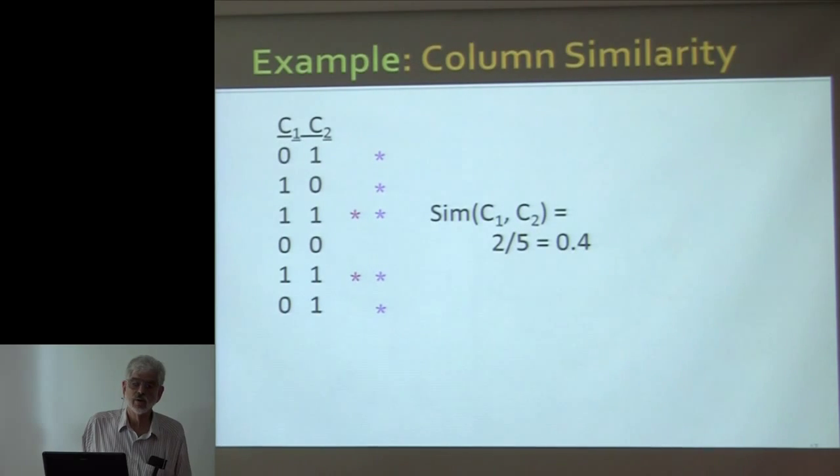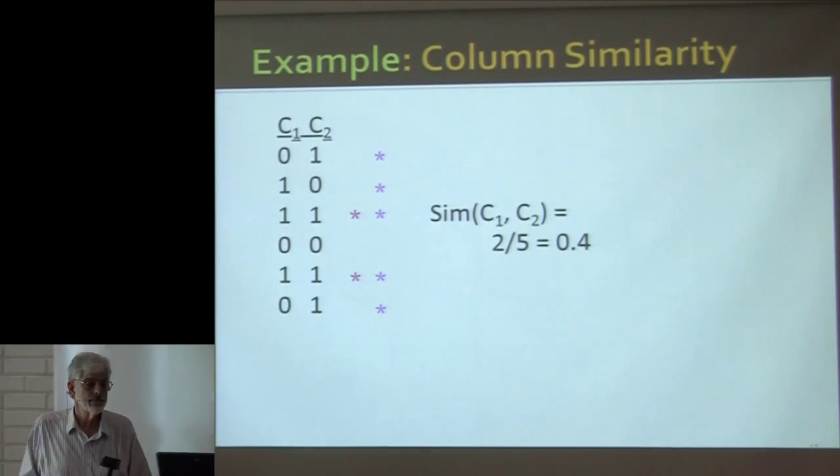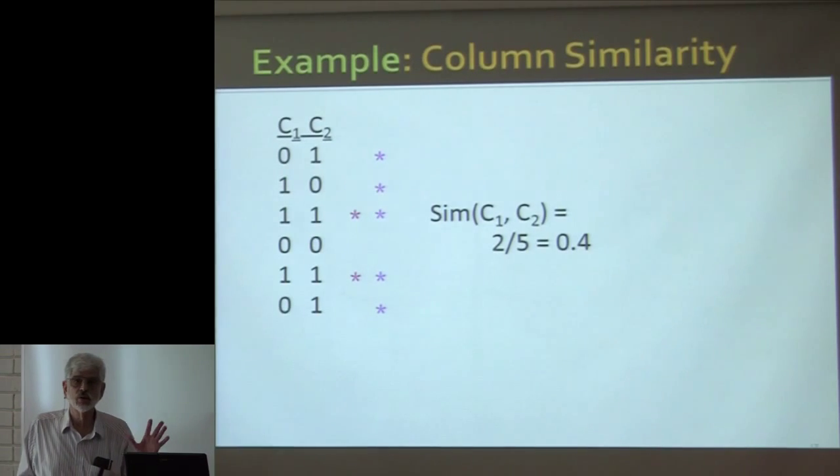Everybody say the intersection is where you get two 1s. The union is where you get 1 or 2 1s. Okay, so everybody okay with that?